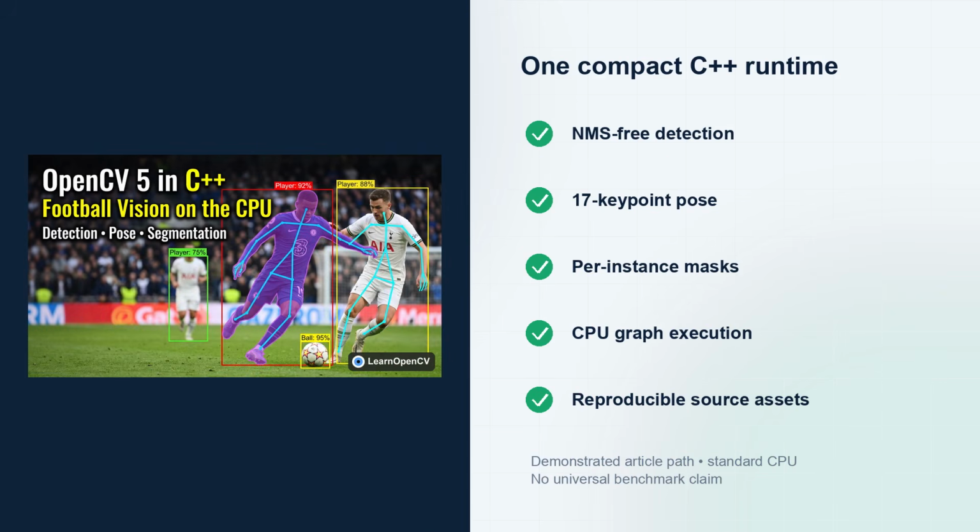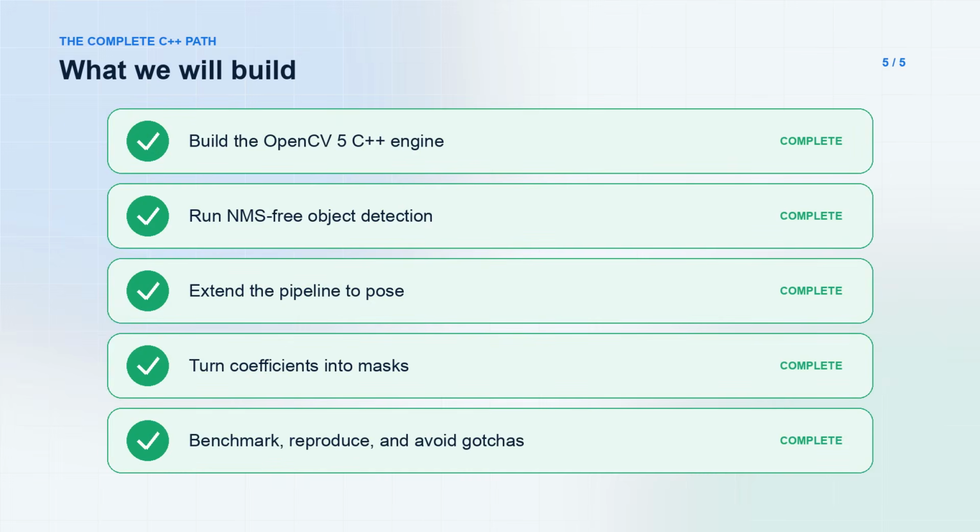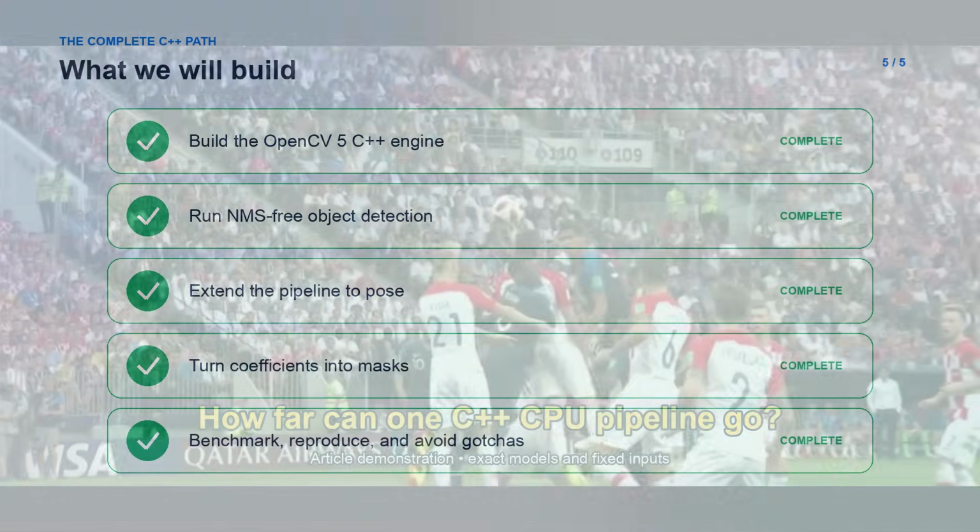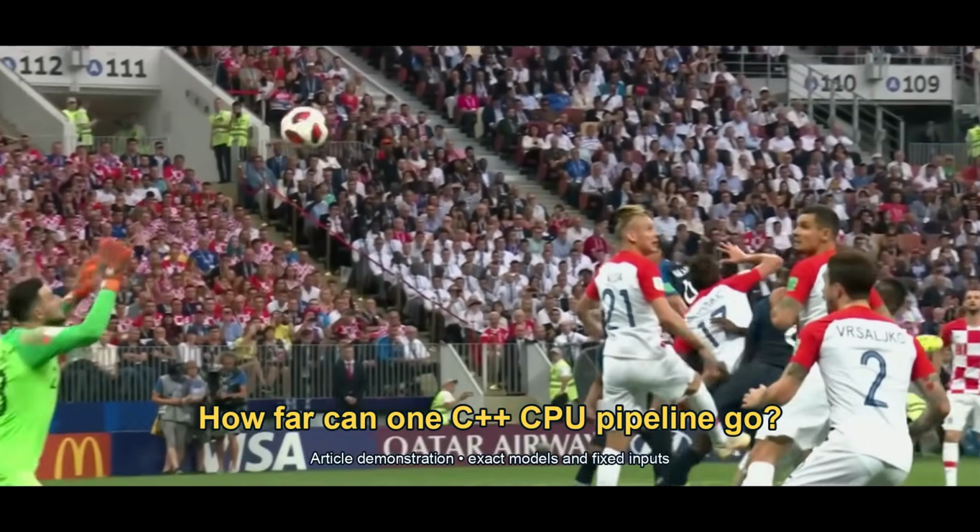The ability to run advanced object detection, complex pose estimation, and pixel-perfect instance segmentation on a standard CPU entirely free of Python opens up a world of deployment possibilities for smart cameras, drones, and edge devices. So what will you build next with OpenCV5 in C++?